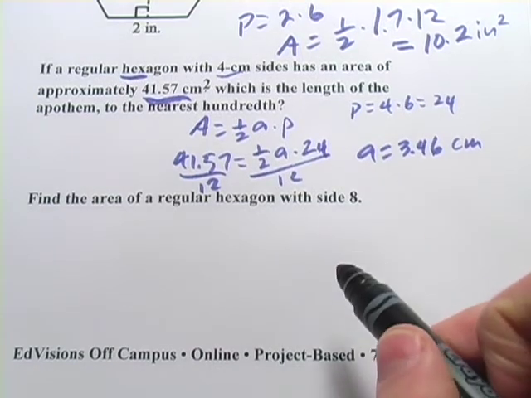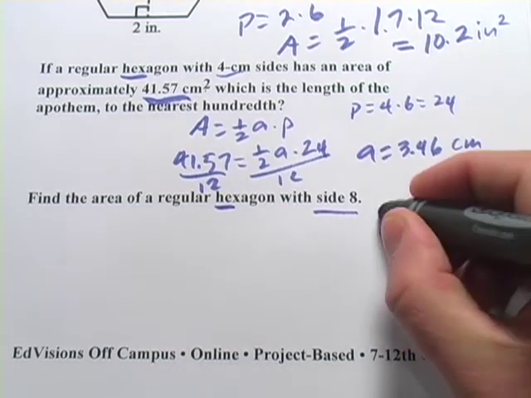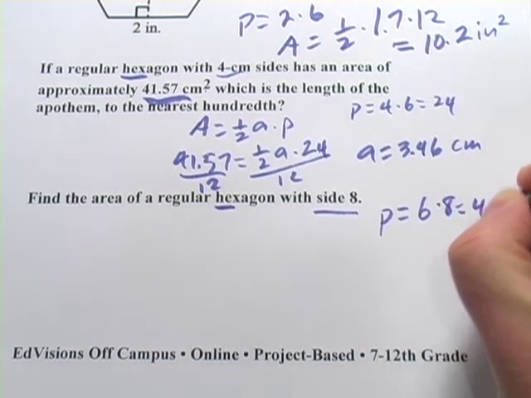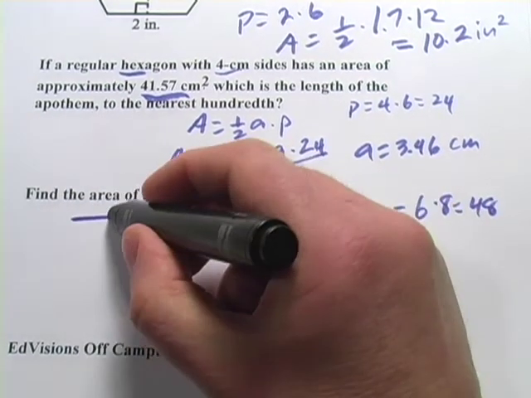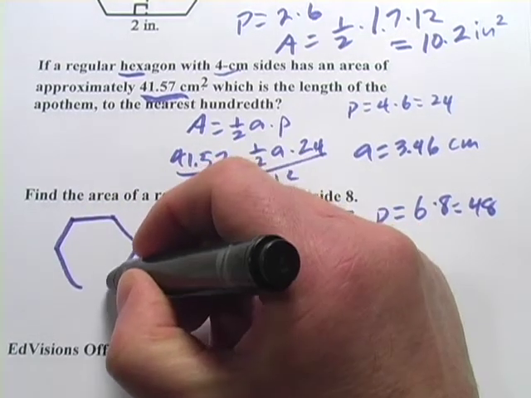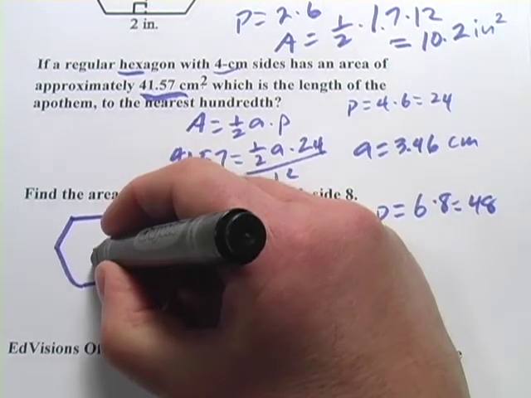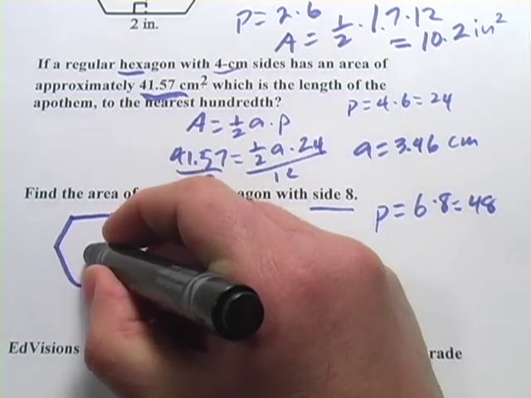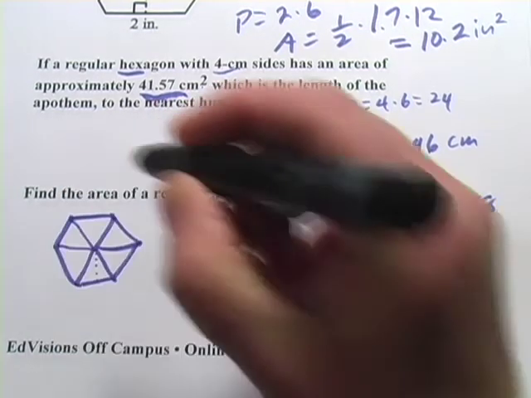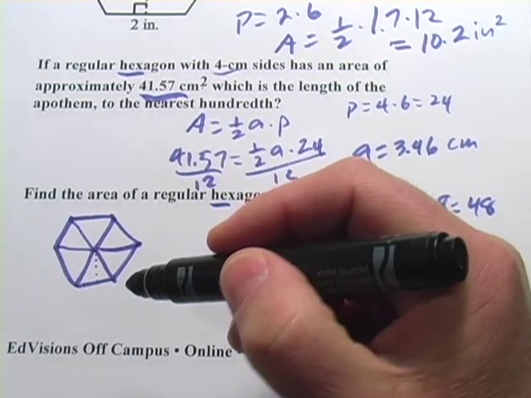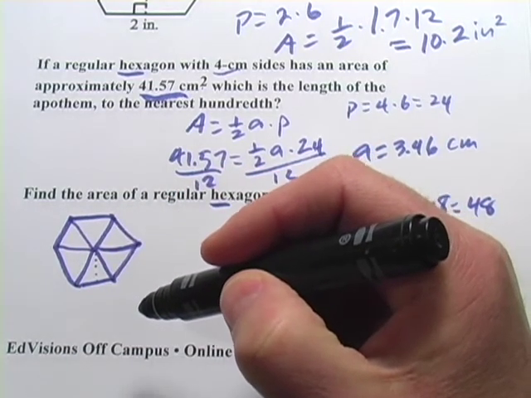This one's a little bit trickier. It says find the area of a regular hexagon with side 8. It's a hexagon again. It's got side 8, so we know the perimeter is going to be 6 times 8, or 48. That's not tough, but we're not being given the apothem. So here's a trick you should probably know with hexagons, and maybe you know this already. If you put a dot in the center here, and remember the apothem would be that perpendicular, and then you started drawing lines to all the vertices, what you would get is 6 triangles, and they are all equilateral triangles. If you've got a regular hexagon, it's made up of 6 equilateral triangles.